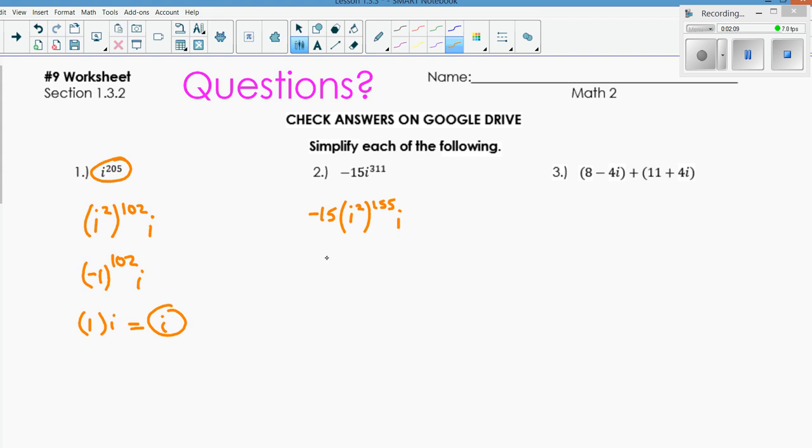So I have -15. i squared is -1, which is why I wrote it that way, raised to an odd power times i. So this right here, raised to an odd power, is going to give me -1. And -1 times i is -i. Well, -15 times -i is just positive 15i.